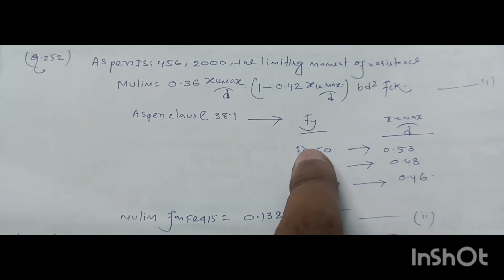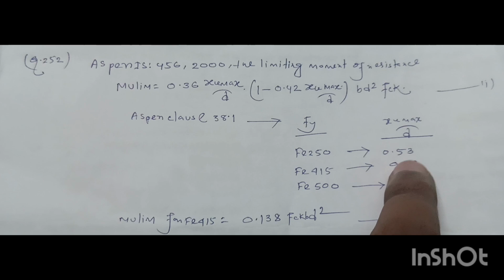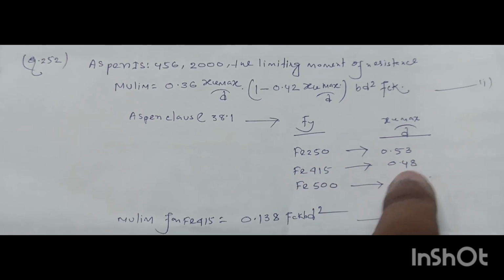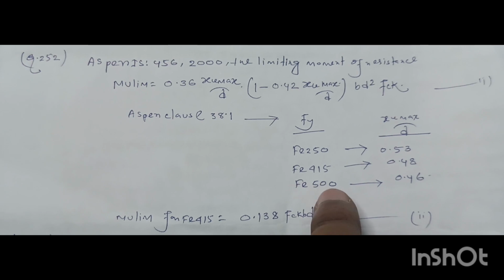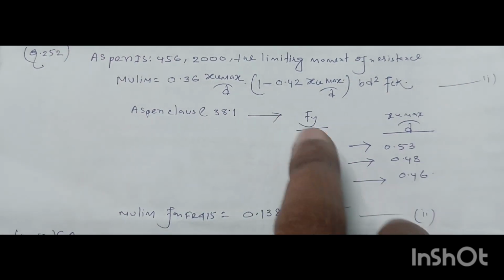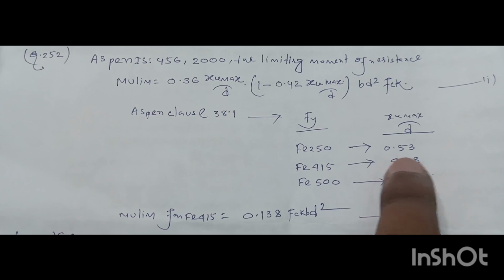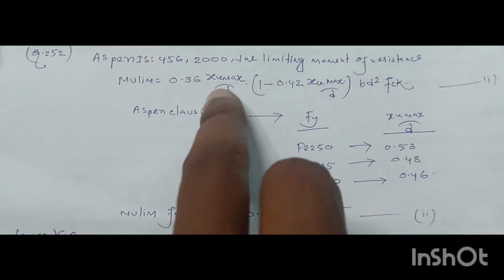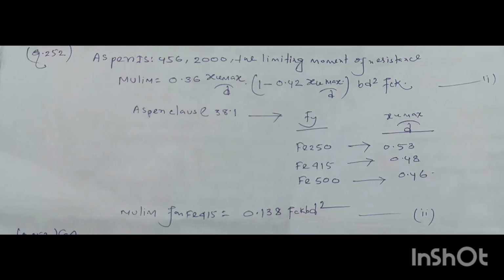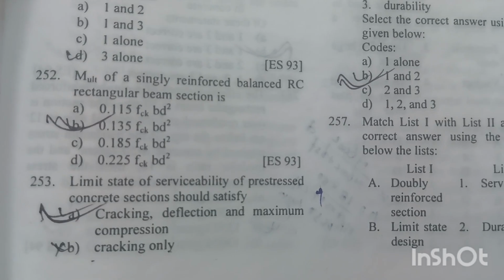So for Fe250, XU max by D value will be 0.53, and for Fe415 the value will be 0.48, and for Fe500 the value will be 0.46. So if we put the value XU max by D equal to 0.48 in this equation, MU limit will be 0.138 FCK BD square. Option B is right answer.